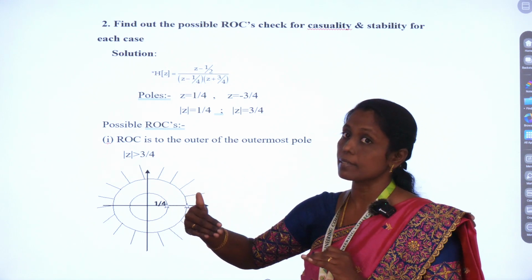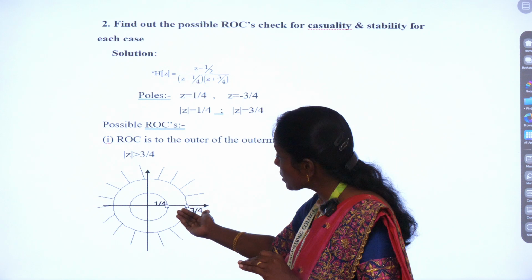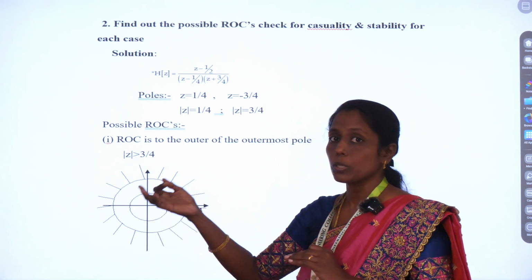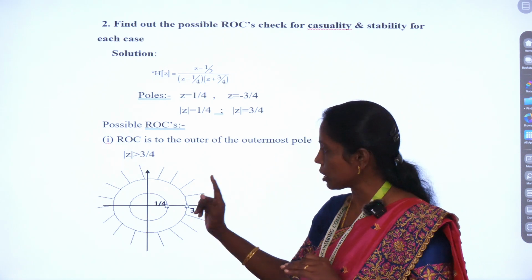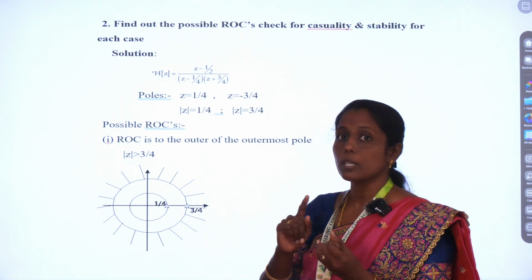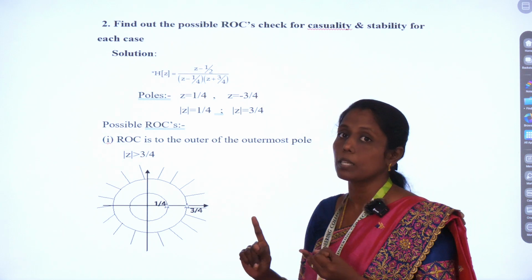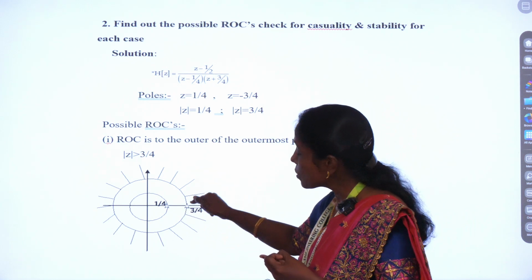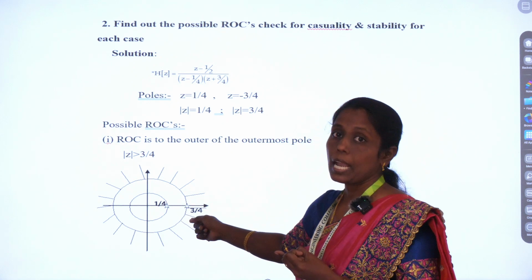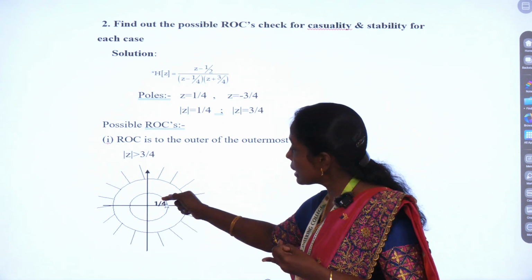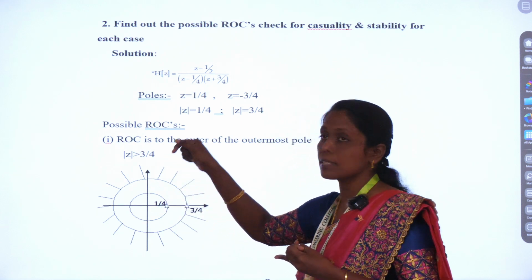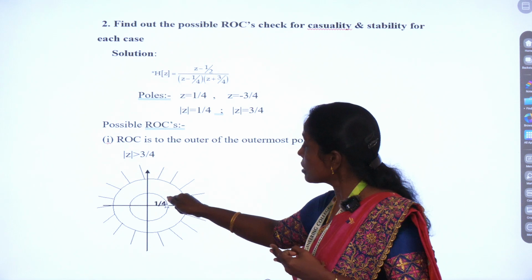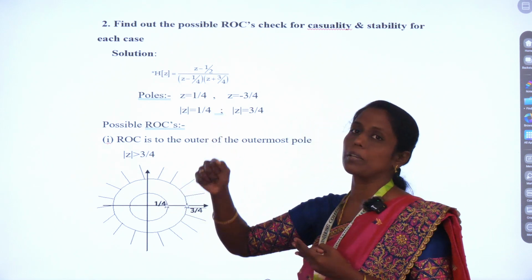And the last case is that you consider the ROC lies in between 1 by 4 and 3 by 4. Understand? So these are the 3 possible cases for this ROC. Let me repeat this. What is the first possible ROC case? First, we are considering this ROC outside the circle 3 by 4. And the next case is considering the ROC inside the circle 1 by 4. And the last case is in between this 1 by 4 and 3 by 4.